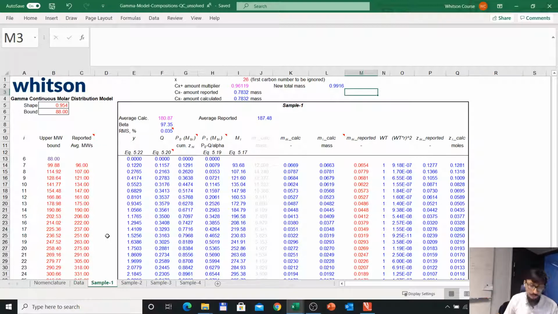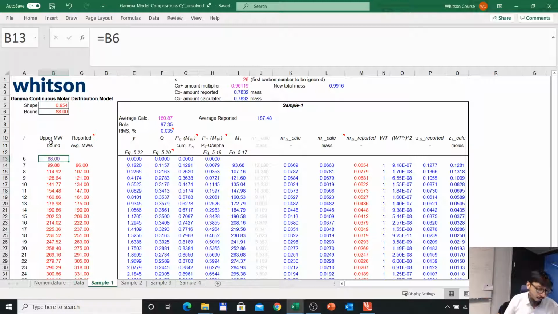there are a bunch of things. Some of them we have discussed already. For example, here we have a shape factor. We know that these are gamma model parameters, the shape and the bound. So this is the alpha value, this is eta, we have discussed. These numbers you should know, and those are well tuned. They cannot be arbitrary. Okay, and then these are upper bound molecular weights, or you can call them the lower molecular weights for each carbon number here.